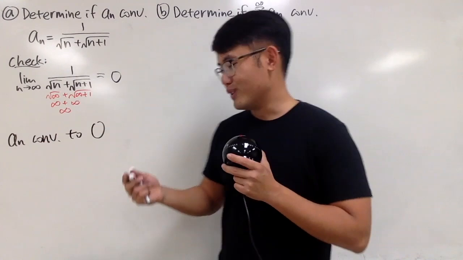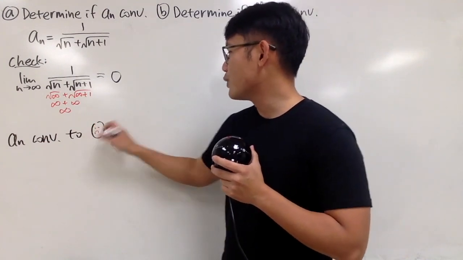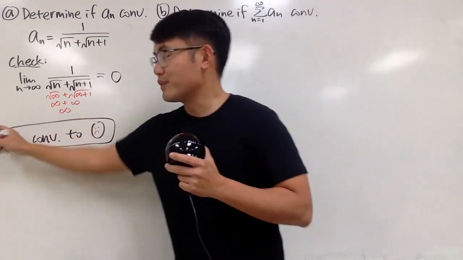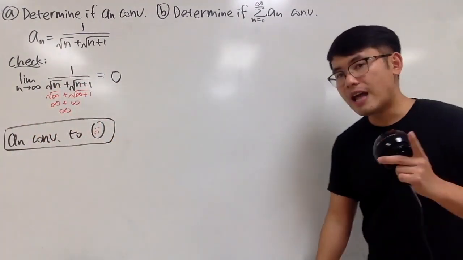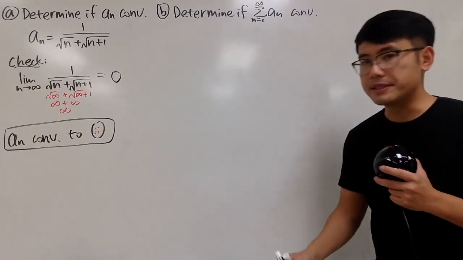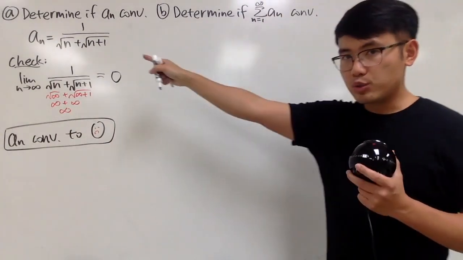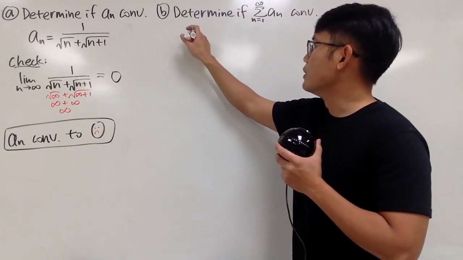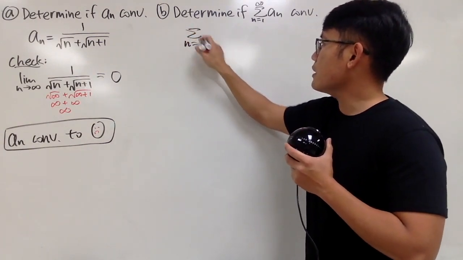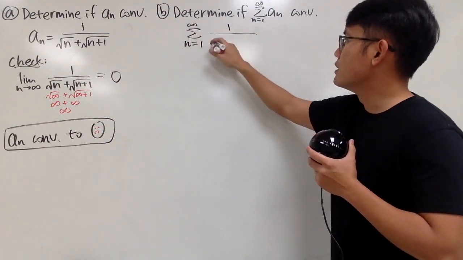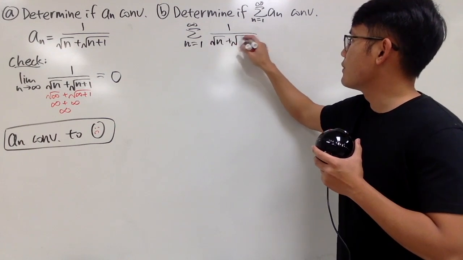But as you know, this 0 is going to be a sad face for us in the series question. But it's still good though. We have the answer for this. Right? Now, here's the deal. How do we do this? The sum as n goes from 1 to infinity of a_n. Let me just write that down right here. The series as n goes from 1 to infinity of 1 over square root of n plus square root of n plus 1.